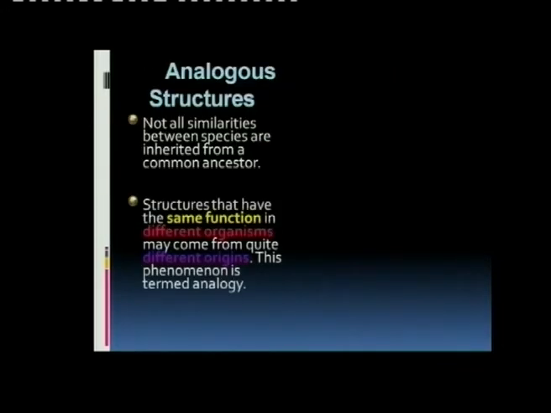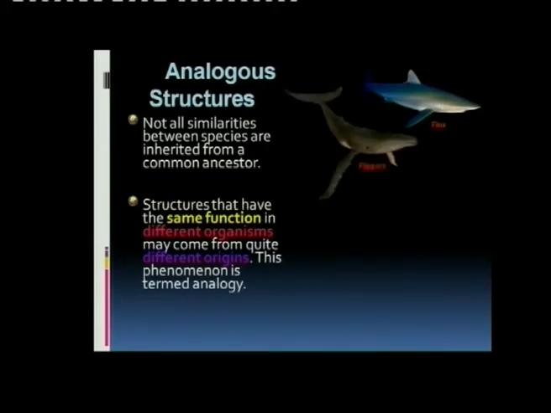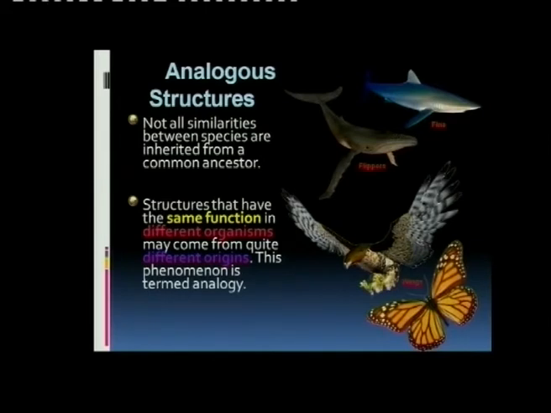So if we look at analogous structures, there we have the fins of a shark, the flippers of a whale, and we can also look at the wings of a bird and the wings of a butterfly. Why do we say these are analogous structures? They use them basically to do the same thing. They swim with those, but the one has fins and the other has flippers. Here the wings of this eagle are used to fly, as well as the wings of an insect.